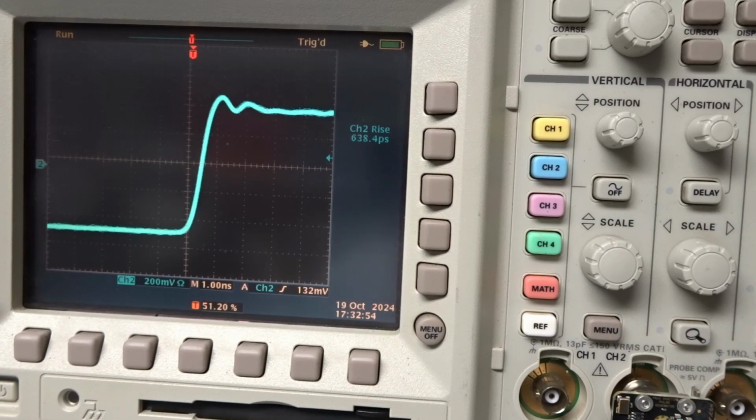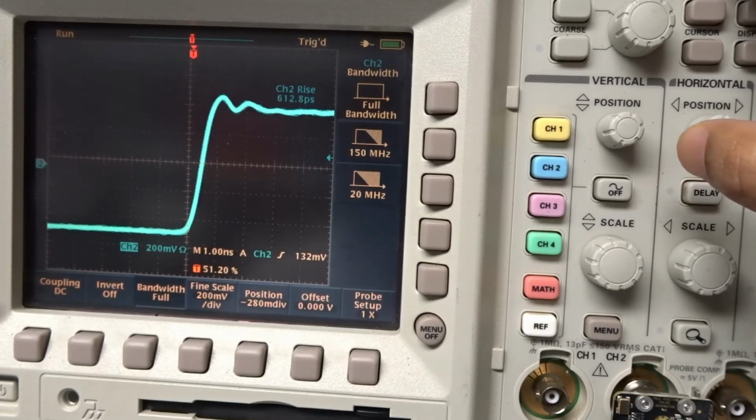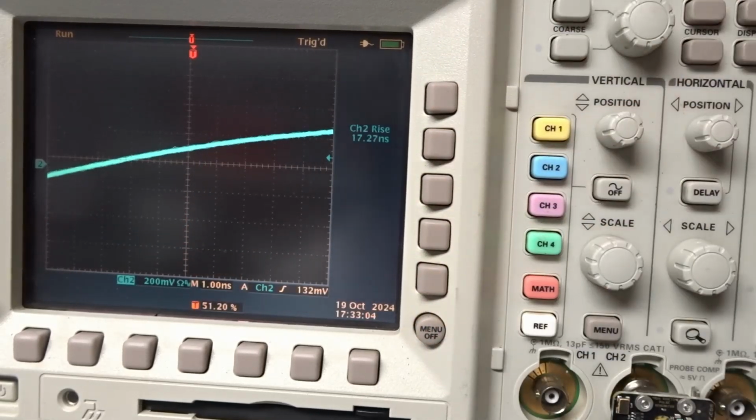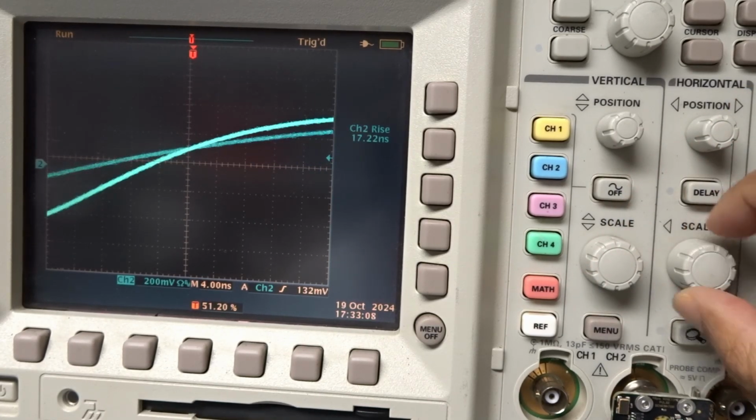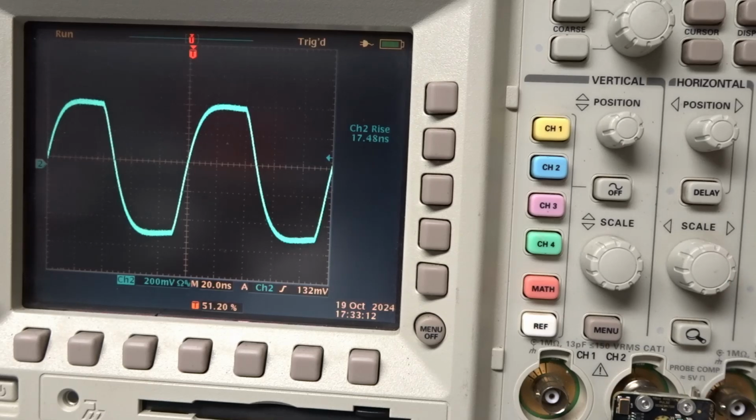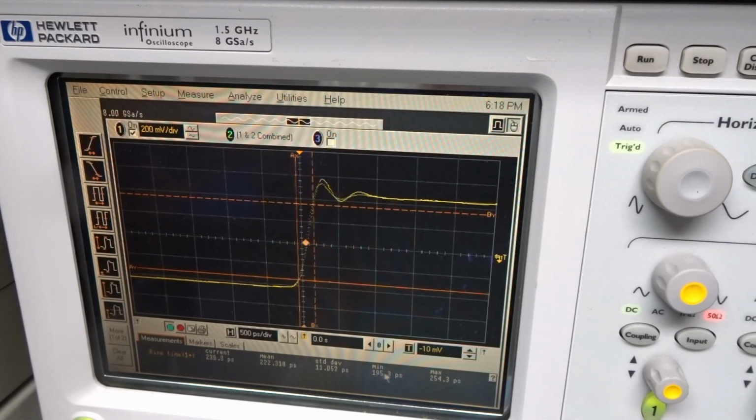Let's experiment with the bandwidth limit function of the oscilloscope. I have the same high-speed rise time generator connected to the scope and measuring the signal rise time. When I enable the 20 MHz bandwidth limit, the measured rise time increases to around 17 nanoseconds. And if you use the same formula, then it translates to a bandwidth of 20.5 MHz.